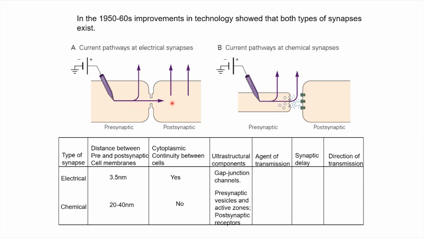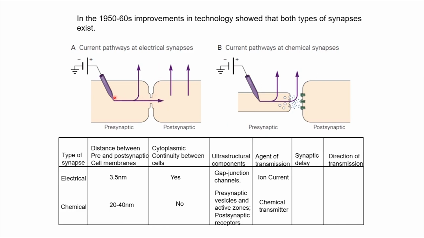As the experimental techniques improved in the following decades, we learned more about synapses, and we came to know that there are actually both kinds of synapses present in the brain. Some synapses are electrical in nature, where the two neurons are directly connected to each other, and some synapses have chemical transmission, where the two neurons are not connected. So let's look at the differences between the two kinds of synapses in a bit more detail here.